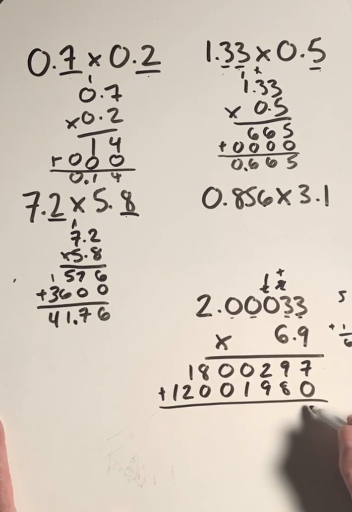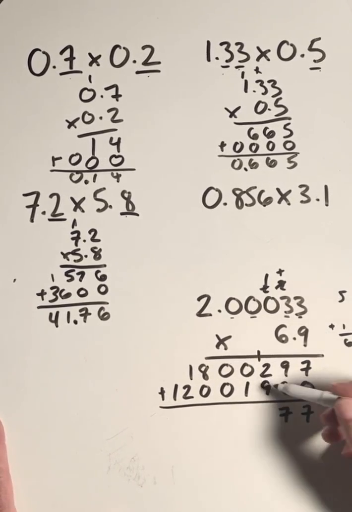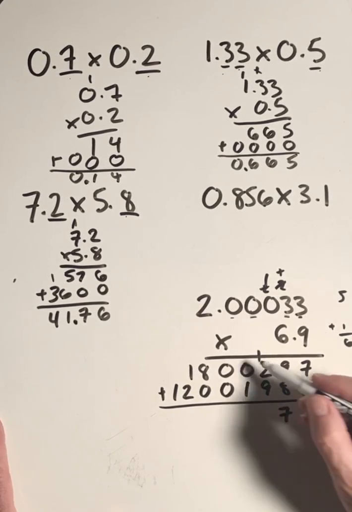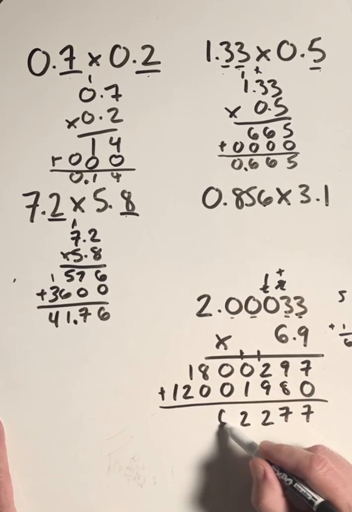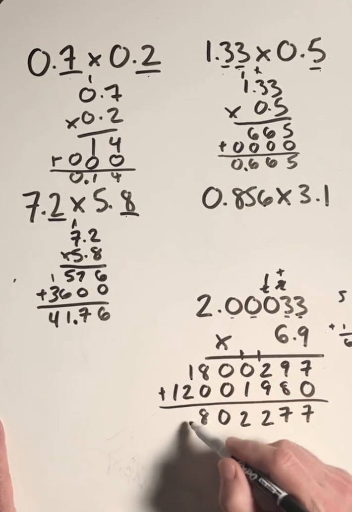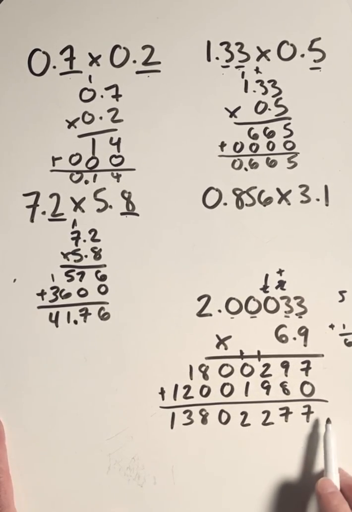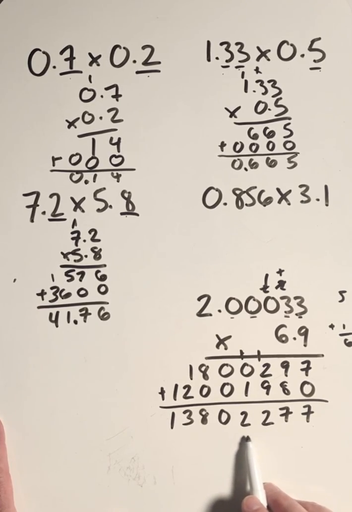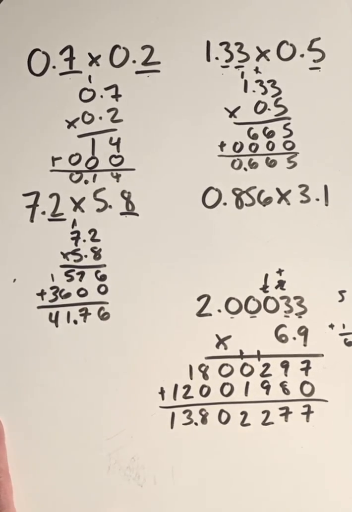When I add all these up, I have 7. 9 plus 8 is 17. 9 plus 1 is 10, plus 2 is 12. 1 plus 1 is 2. 0, 8, 3, 1. And now I need to have 6 digits to the right of my decimal point. So 1, 2, 3, 4, 5, 6, and we'll put my decimal point here.